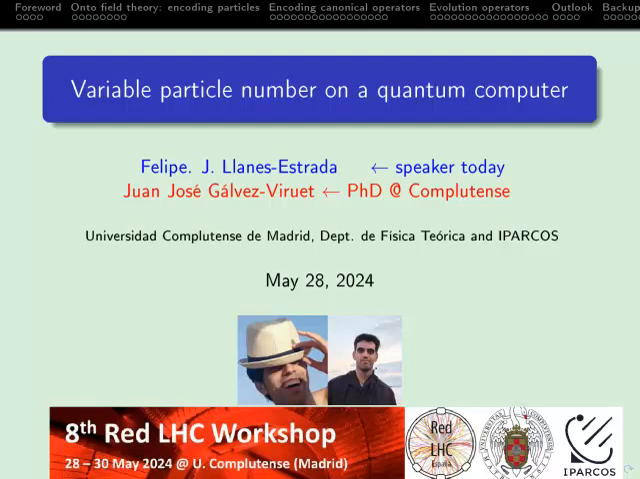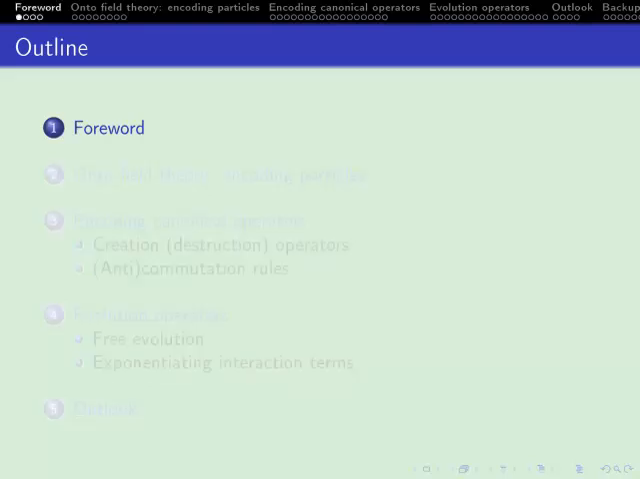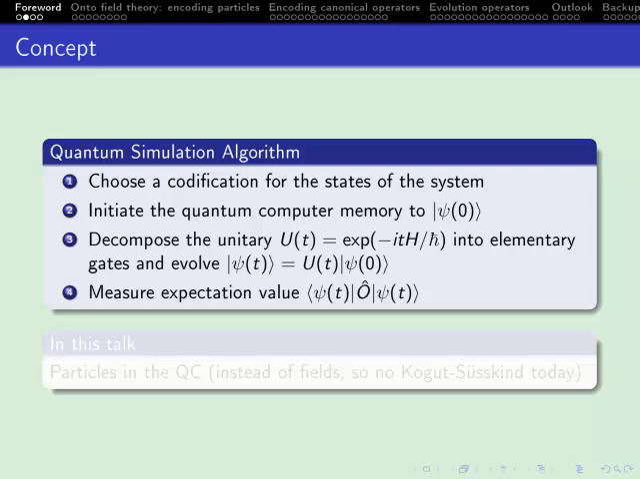Right, so the talk is way too long. I'm going to see what I can shorten. But let's go over the foreword, which will explain to you in 4 points how a quantum computing calculation runs. First, you choose the codification of the states of your system, and you initiate the quantum computing memory to some psi of 0. Then you decompose unitary operators into elementary gates and evolve the state. And finally, you measure some expectation values.